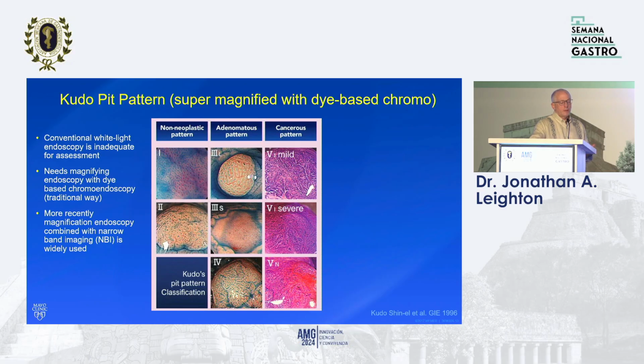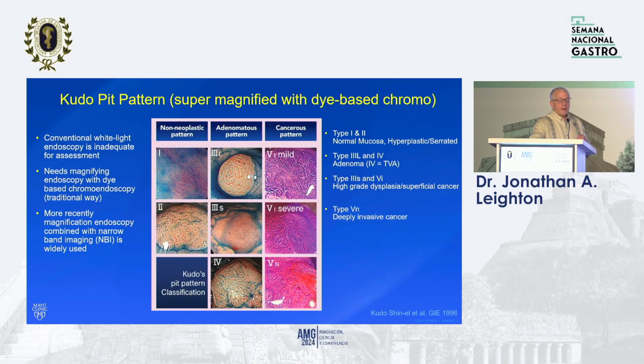The other thing that's important to understand are the different techniques to look at the pit pattern. The most common is Kudo pit pattern, which uses magnifying endoscopy with dye-based chromo. More recently, again, as I said, we're using mostly NBI. And if you have that type 1 or 2, that's normal or hyperplastic or serrated polyps there. The type 3L and 4 are adenomas, and you can see those tubular features. The type 3S and the 5 are high-grade dysplasia or superficial cancer. And then type 5 is more deeply invasive cancer.